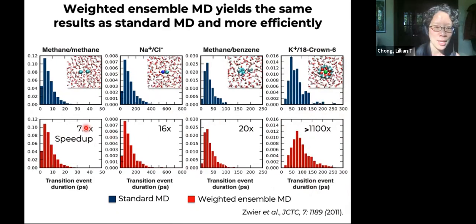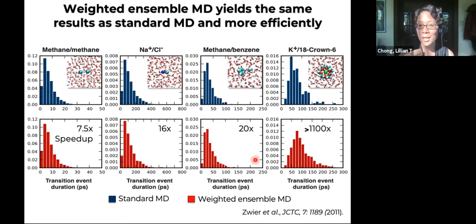And then these numbers in the upper right-hand corners are the speedup. So 7.5 times means that we can use 7.5 times less computing time. And this efficiency increases as the free energy barrier to association increases. So this last number here, orders of magnitude greater efficiency, is what excited me about this strategy.